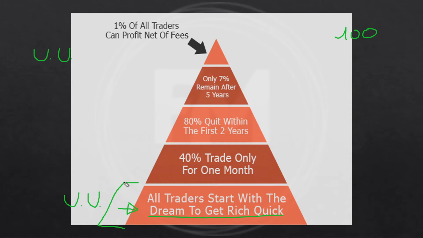And at this very bottom here, you can find that about 40% of this number quit trading in about 4 weeks or in about 1 month. And why is that? Because as soon as you start to approach the market, of course, you are completely unconscious, incompetent. So you don't know what you don't know.